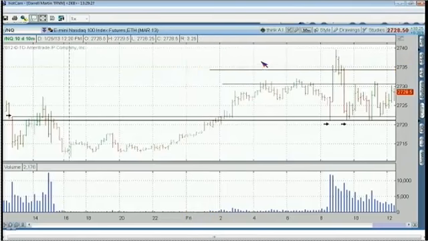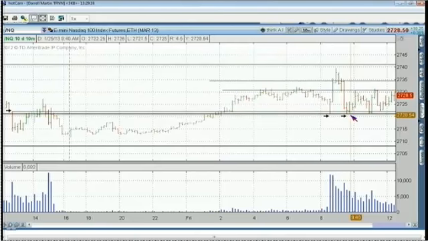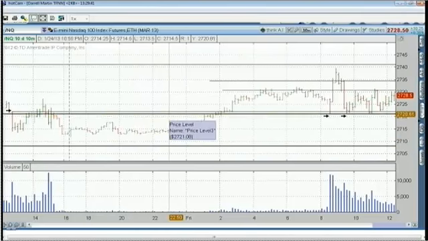Didn't quite hit the 2742 level up here. Turned around, came on back down. Perfect retracement right back to that half deviation level. Would have had to make it back to 2718 for the gap fill. Just a little bit shy.